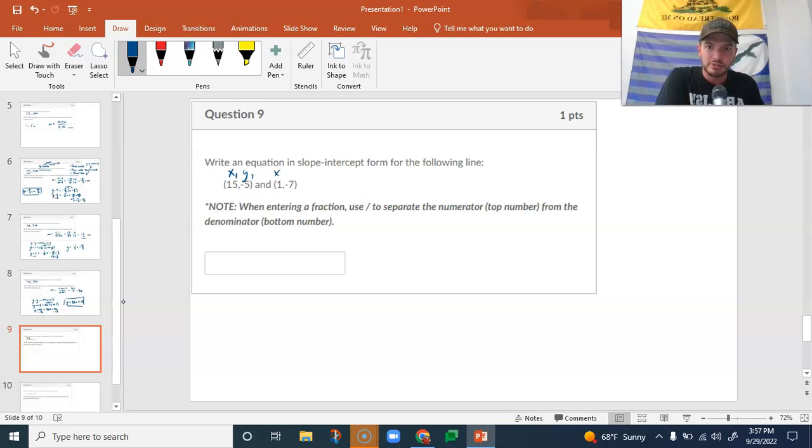x1, y1, x2, y2. So our slope will be, let's see. So we got -7 minus -5 over 1 minus 15. That's plus a positive, so that's going to be -2 over -14, which reduces by -2. The negative, well, really just by 2, and then the negatives cancel out. So divide both of these by 2, and then we have 1 over 7 as our slope.